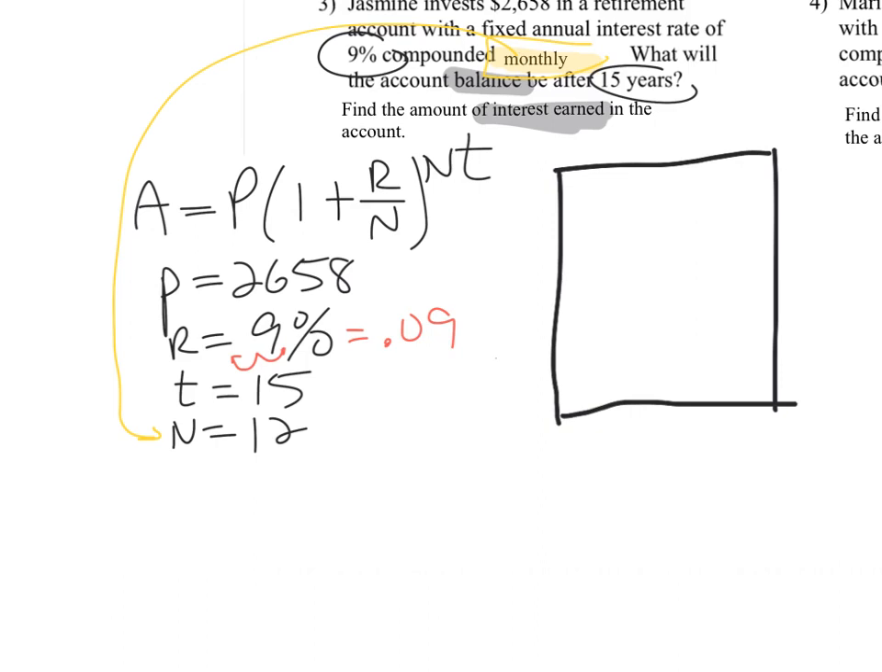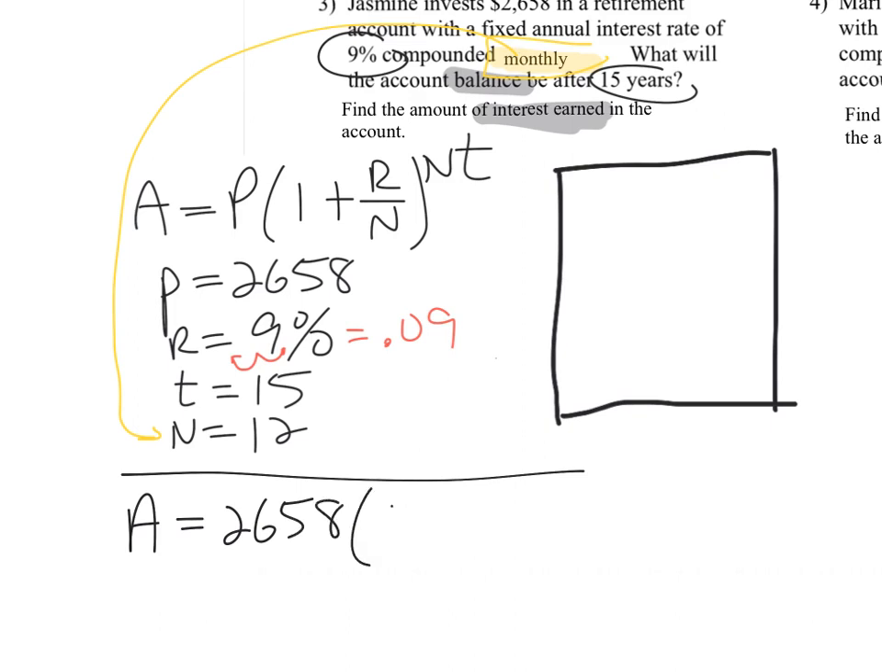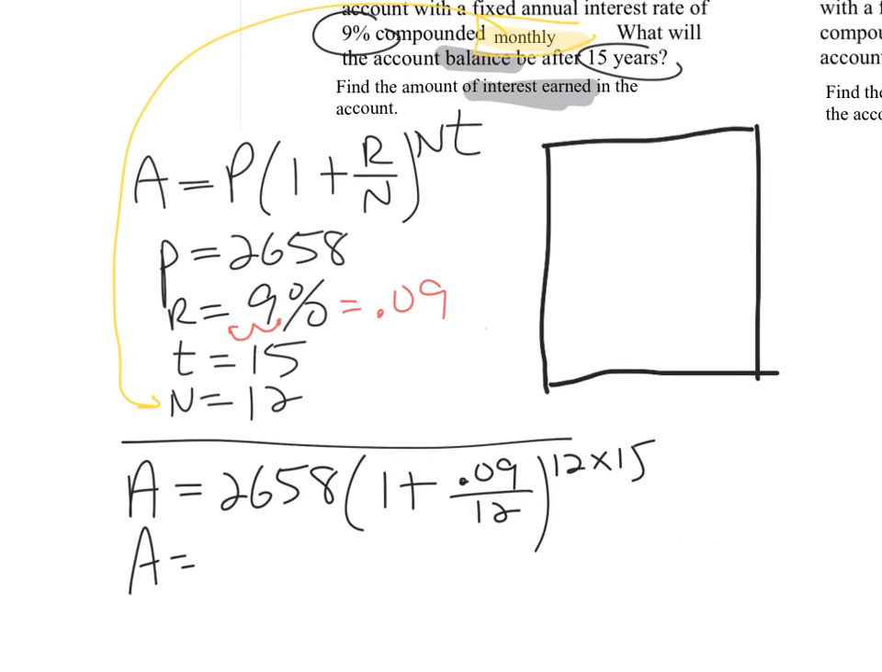So we're going to do on our calculator, the principal, $2,658, parentheses 1 plus R over N, 1 plus 0.09 over 12, raised to the N times T, 12 times 15 power. Now this is going to give us what A is, and remember A represents the balance, how much money is in the account after the time, after the 15 years has gone by. So carefully enter this expression into your calculator and put the photo in that box there.